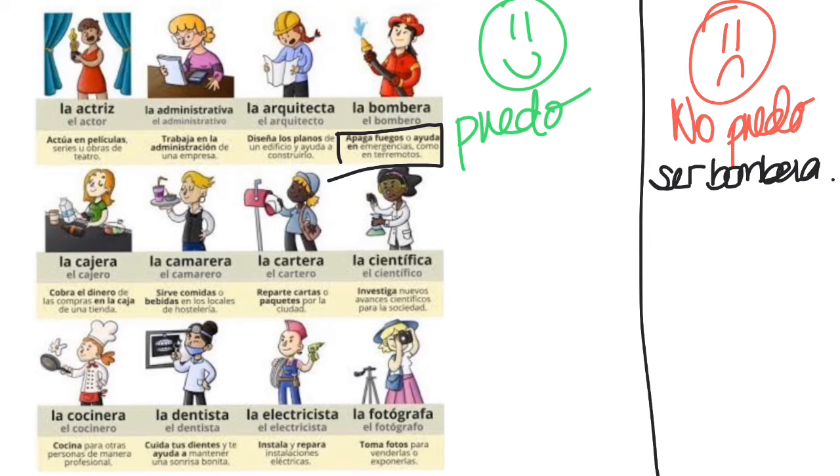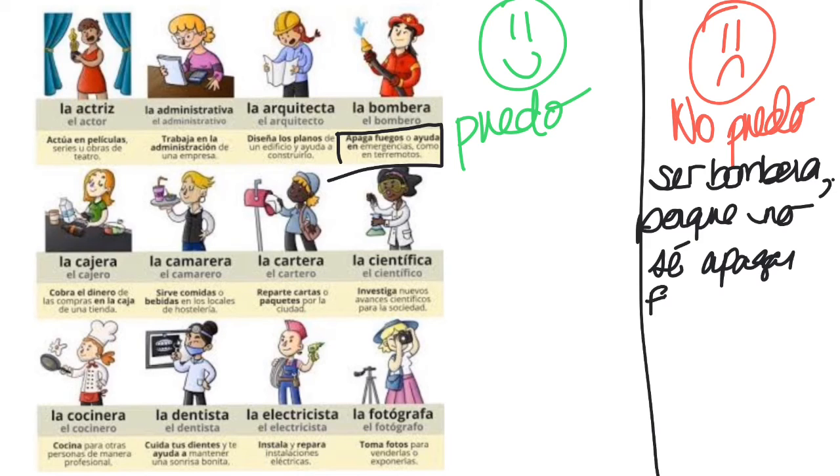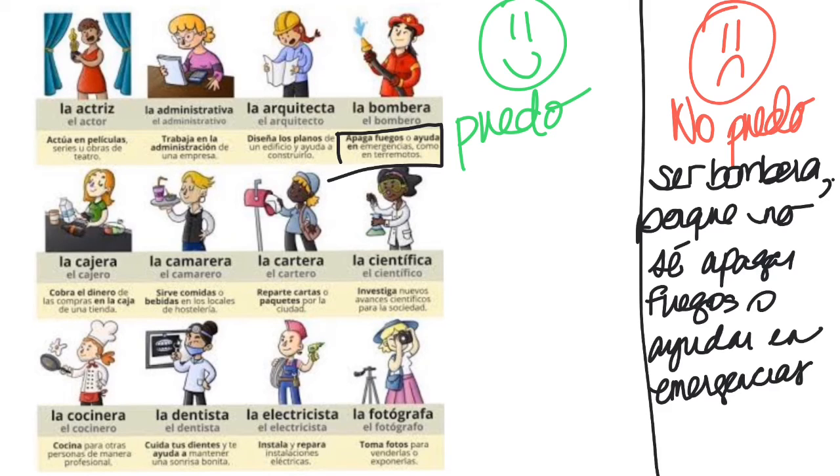I am not able to be a firefighter, but I want to explain why. Porque no sé apagar fuegos o ayudar en emergencias. I can't be a firefighter because I don't know how to put out fires or help in emergencies, unfortunately. But I could be something else.